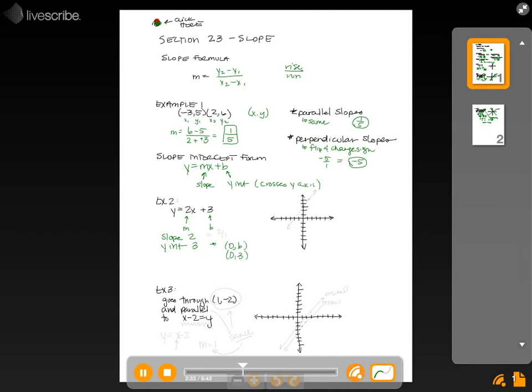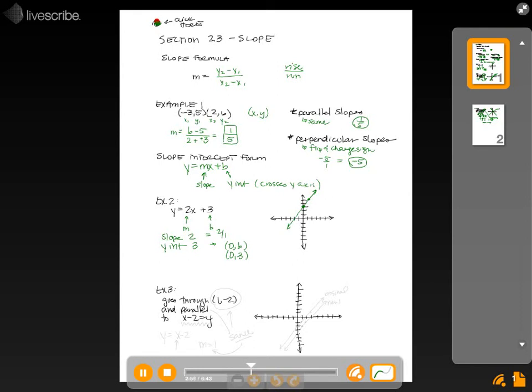And we're going to plot that y-intercept first. So we're going to go up 3, put a point, and then we count our slope. 2 is really 2 over 1. So we're going to go up 2 to the right 1, and we have another point. And then we just connect those two. Alright, so that's how we would graph in slope-intercept form.